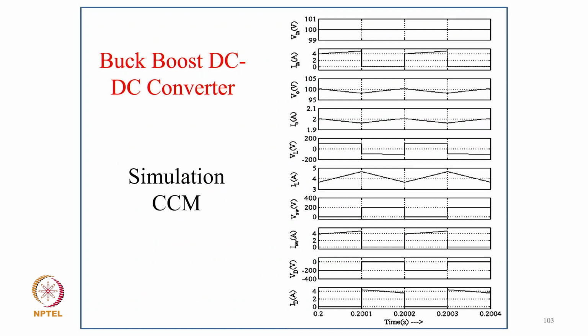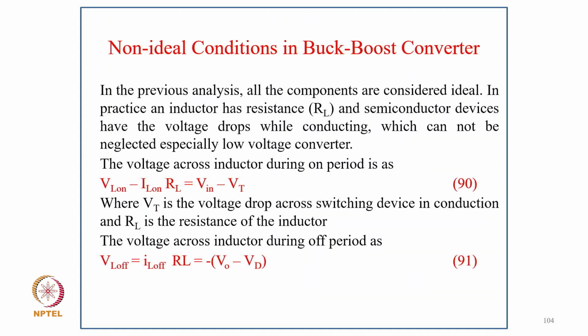So these are the typical simulated waveforms for continuous conduction mode of the buck-boost converter, starting from input voltage, input current, output voltage, output current, then inductor voltage, inductor current, switch voltage, switch current, diode voltage, diode current. Now coming to non-ideal conditions in the buck-boost converter.